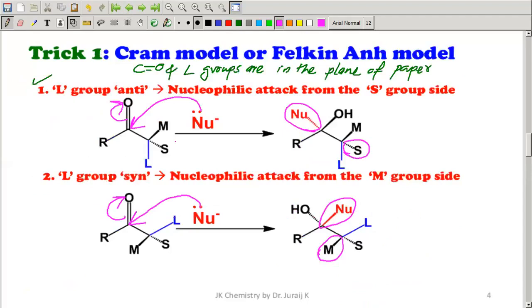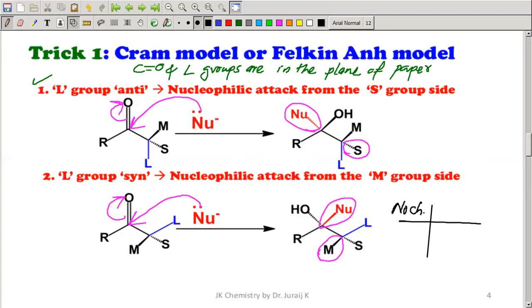See, this is our rule. Okay, that is, anti: attack takes place from the small side. Okay, then syn: attack takes place from the medium group. Then if there is any chelation, you just reverse it. Okay, just we can make a table.